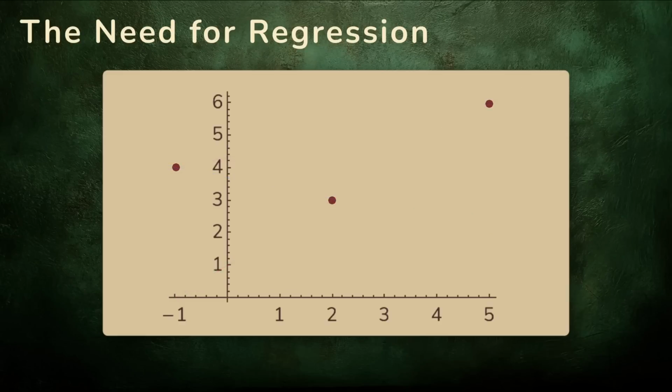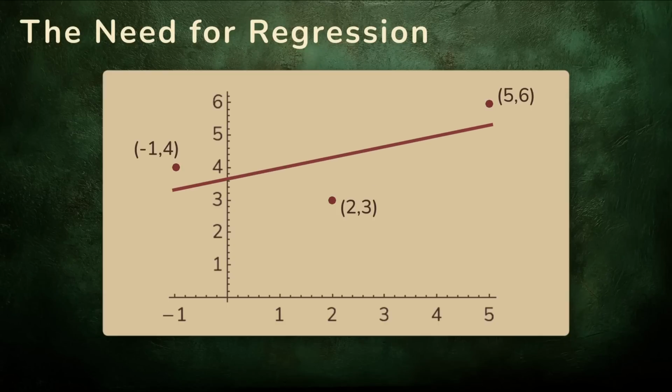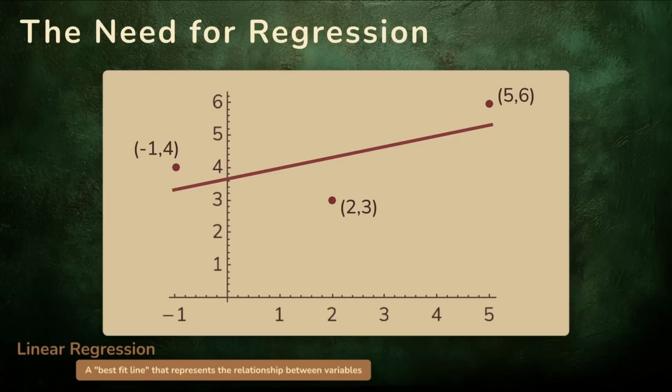So what do we do? We need a line that doesn't pick favorites. It should pass as close as possible to all of the points, even if it doesn't go through any of them. The solution? Linear regression. This method finds the equation of the line that is the best compromise.